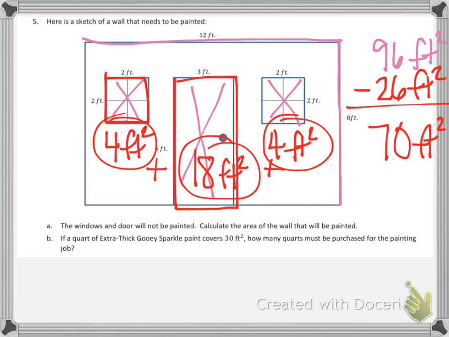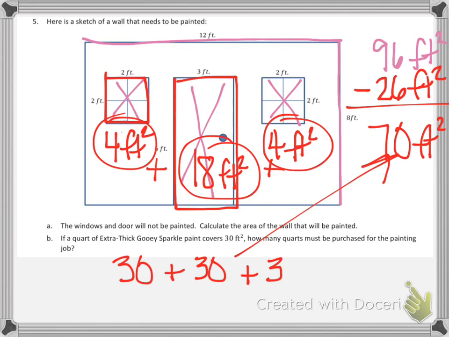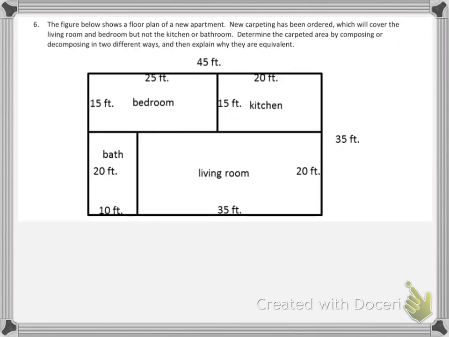And then part B, if a quart of extra thick gooey sparkle paint, my favorite, covers 30 square feet, how many quarts must be purchased? Well, if we buy 1, it's going to be 30 square feet. If we buy 2, that's going to be another 30 square feet for a total of 60. That's not enough yet, so we need another quart. 3 quarts of extra thick gooey sparkle paint will cover the wall, and we'll have some left over for other projects, maybe our bike, I don't know. That's number 5.